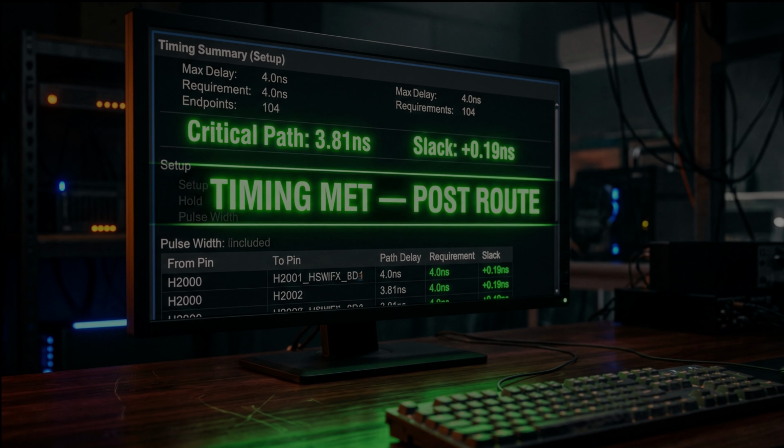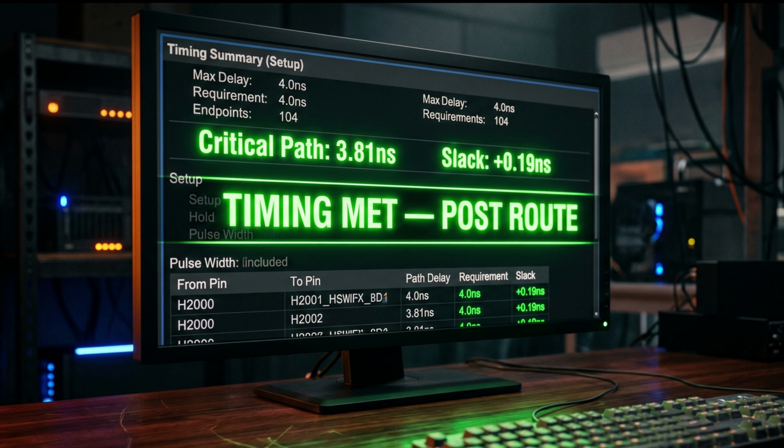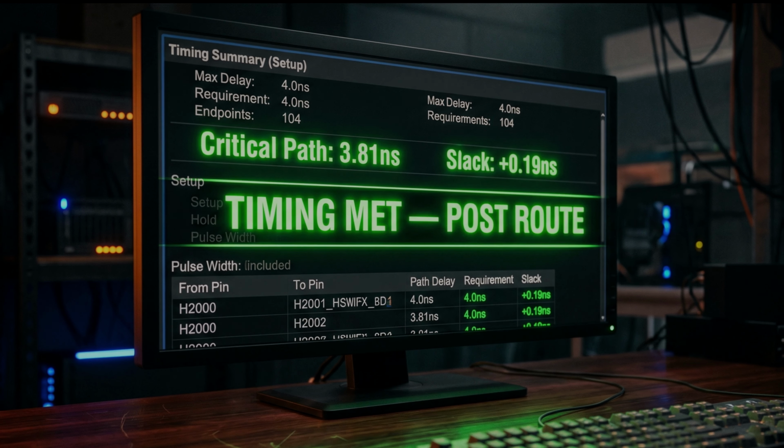Pblock constraint added. Route and timing summary refresh. Critical path 3.81 nanoseconds. Slack positive 0.19 nanoseconds. The 250 MHz target is met, accounting for physical delays. This time it is real. This time physics confirms it.